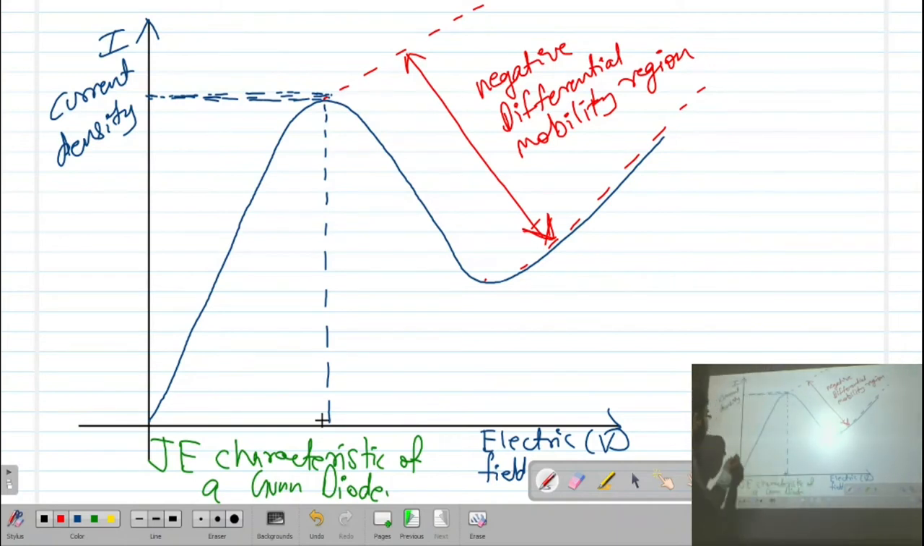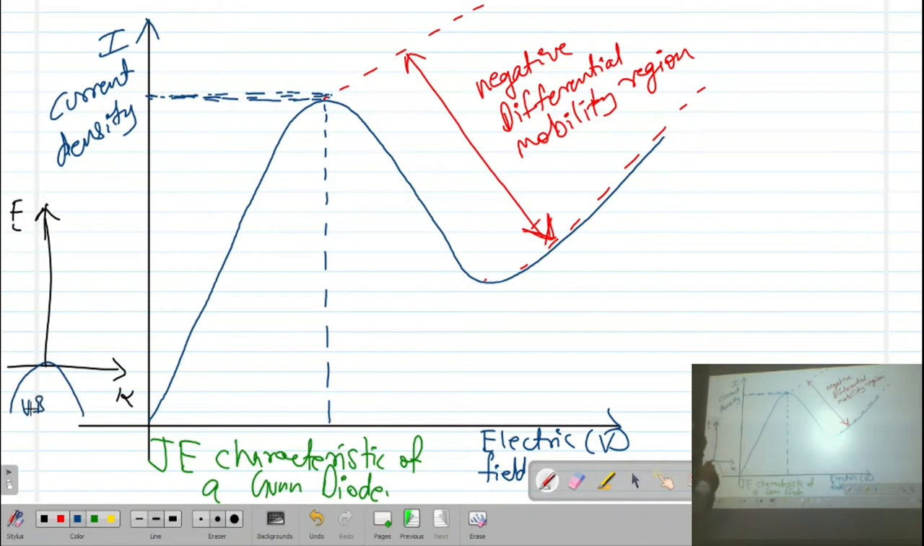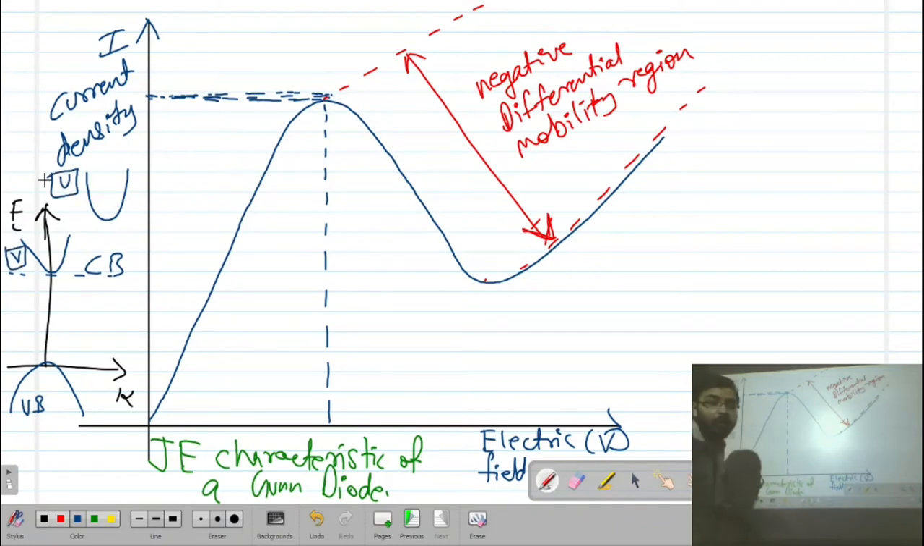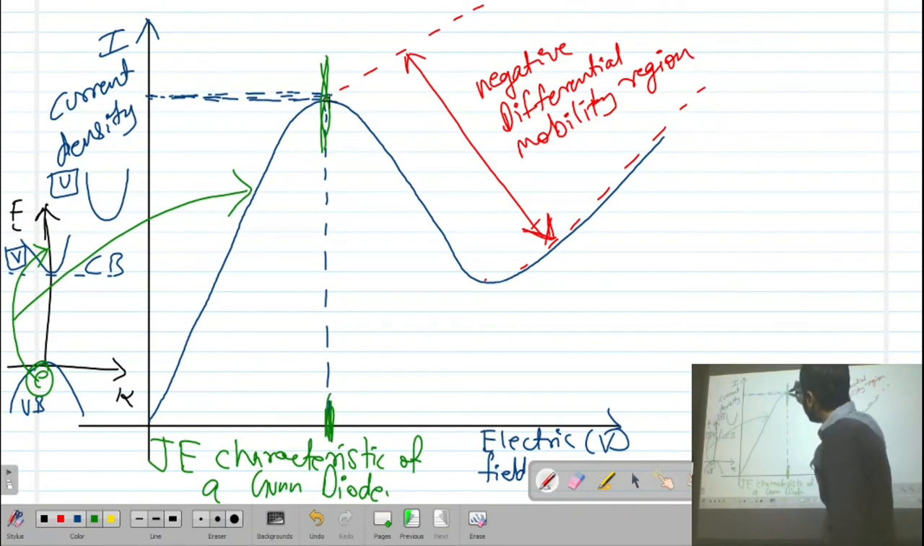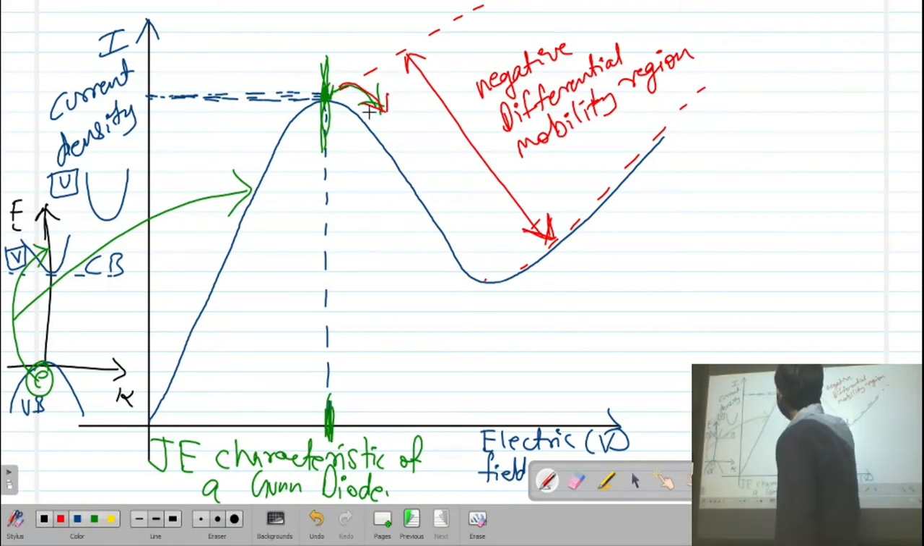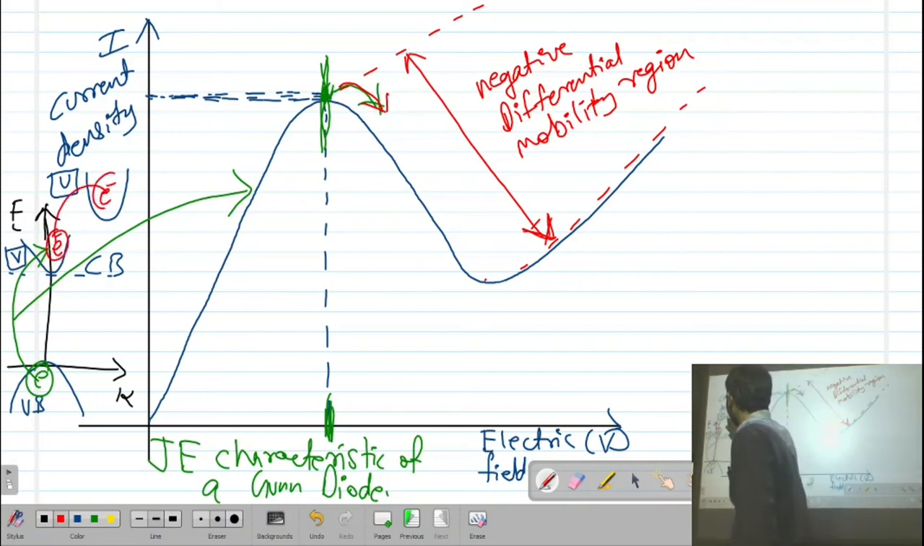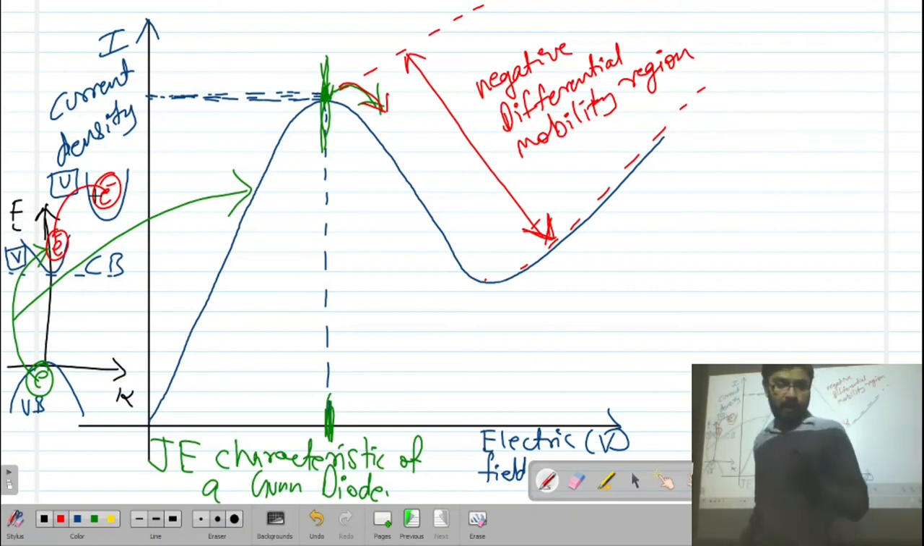If you imagine the E-K diagram, this is K, this is E. We have the conduction band, this is the V valley, and this is the U valley. This we have already discussed. The electron goes from here to here in this region, and this happens with a certain voltage. When you increase the voltage beyond this point, the electron is going to move into the upper valley, the U valley region.